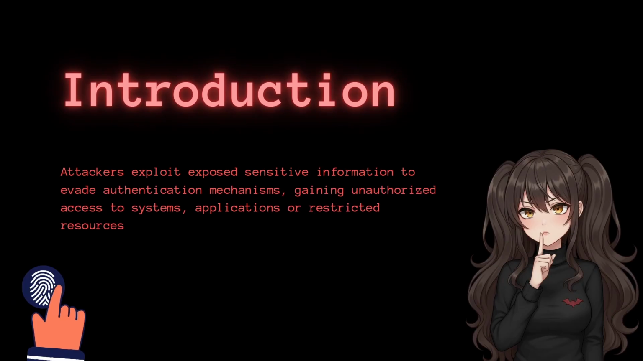So, introduction. Attackers expose sensitive information to evade authentication mechanisms, gaining unauthorized access to the system, application or restricted resources. What does this mean? This means that the attackers try to steal the information that is already exposed. Now this can be exposed on different mediums like the website itself, the view page source code, or any publicly exposed areas. So this information is exposed.